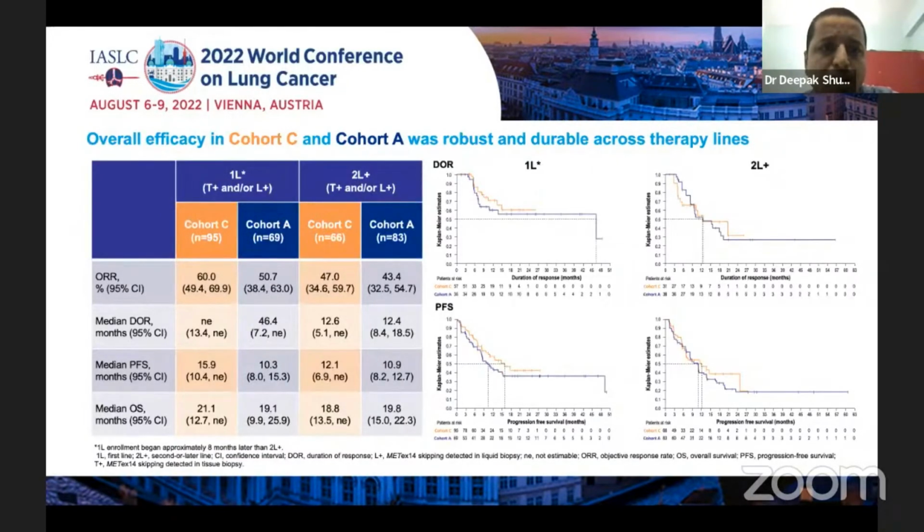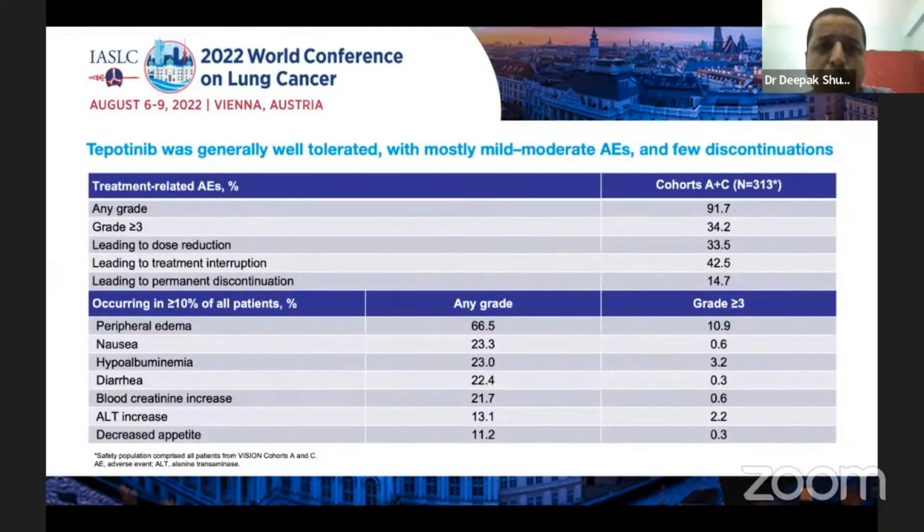The overall efficacy in cohort C and A was robust and durable across therapy lines. So whether it was first line based on tissue biopsy or liquid biopsy, or in second line, the median PFS in cohort C was slightly better, and the median overall survival was similar. For tepotinib in general, if we look into the tolerability, the discontinuation rate, in both cohorts A and C, the permanent discontinuation was close to 15%.